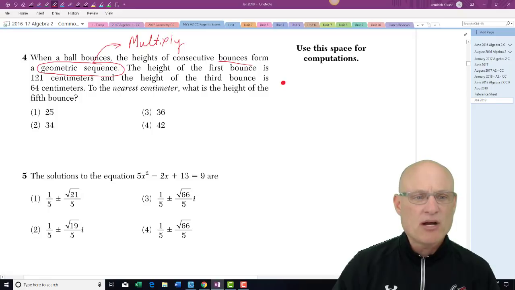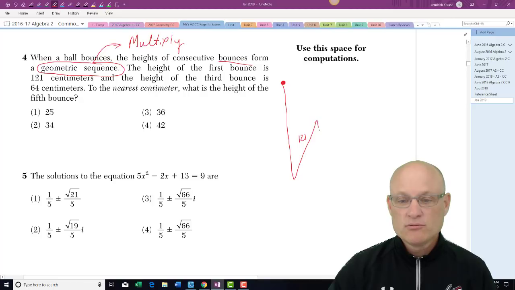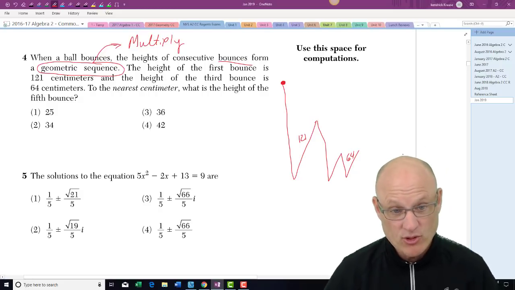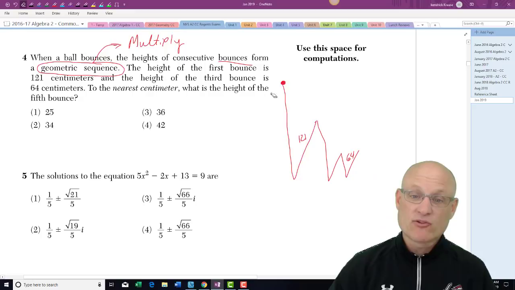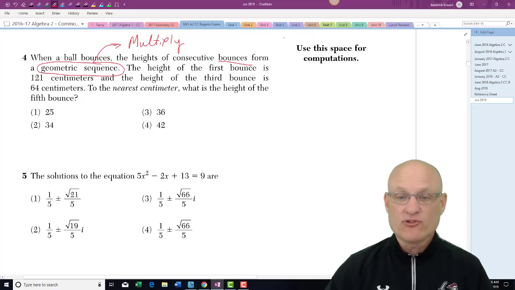The height of the first bounce is 121 centimeters. So it goes down, and it bounces back 121 centimeters. The height of the third bounce is 64 centimeters. To the nearest centimeter, what is the height of the fifth bounce? Ooh, man. All right, so this is not going to work this time. We're really going to have to use this geometric sequence.